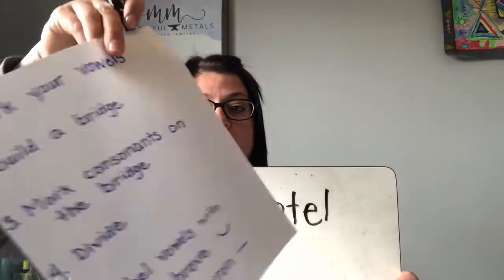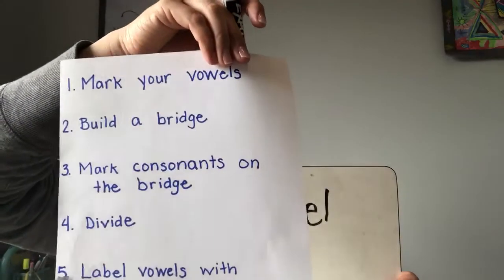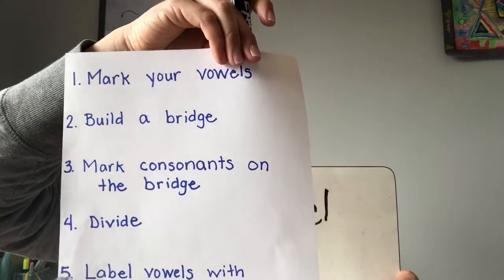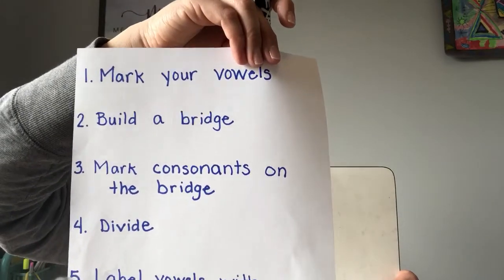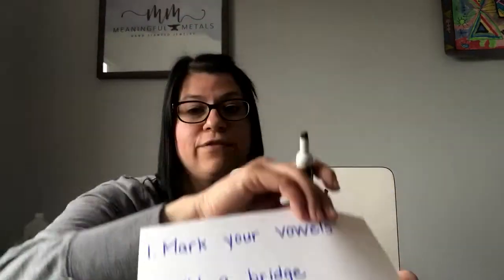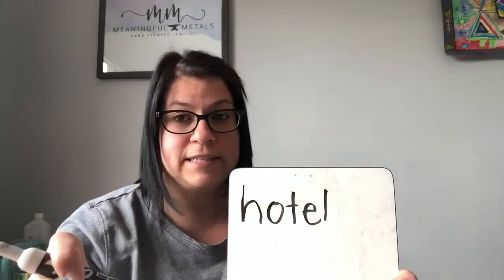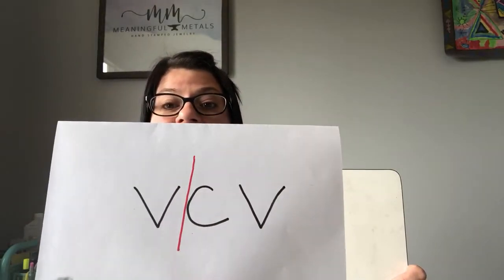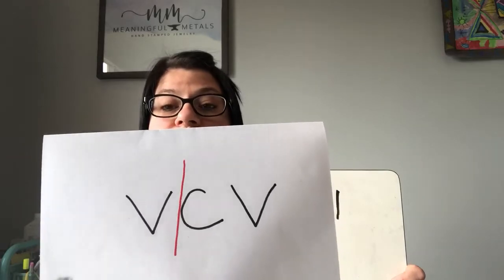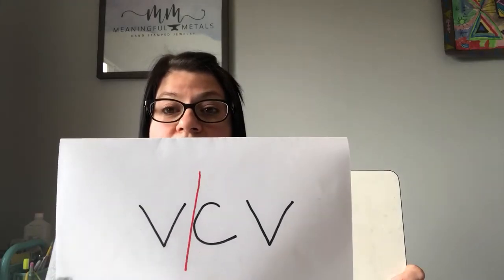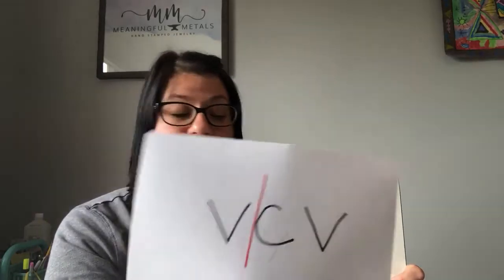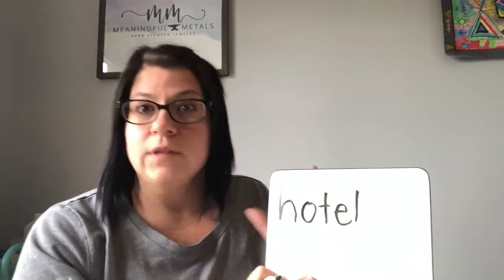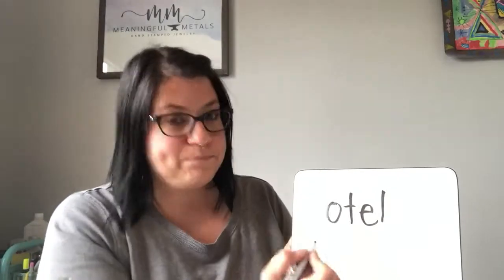Our steps do not change. When you wrote down all of your steps last time: mark your vowels, build a bridge, mark your consonants on the bridge, divide, label your vowels. Those steps are all the same. The only thing that's changing is the pattern that you are using to divide. So I want you to write VCV down, and show yourself where that line goes, where you divide after that first vowel.